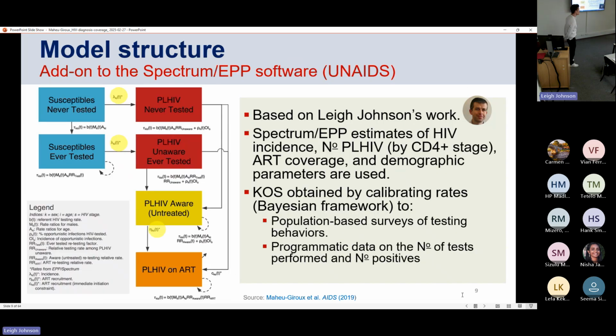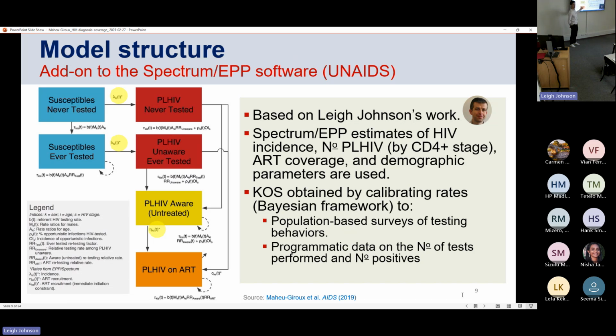So what we did was to add on a model of testing behaviors to Spectrum EPP. This was based on work that Leigh performed and published in 2015, I think. And the general idea is that you have people who are not living with HIV, and then they can either acquire HIV or be tested for HIV, and then they've been ever tested. If you acquire HIV before being tested, you're never tested, so that's the upper bound, and it's informed by surveys. If you've been ever tested and then you acquire HIV, you're unaware. And of course, we have this box here that is people on ART, and if you're on ART, of course, you're aware.